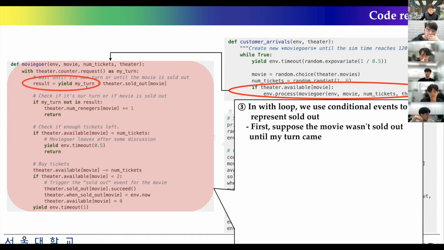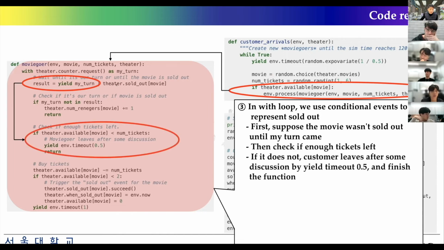First one is my turn. That is the event generated by the request of the resource. And the second one is the sold out event of the relevant movie. So let's see the case of the available. It means that the ticket counter is available.